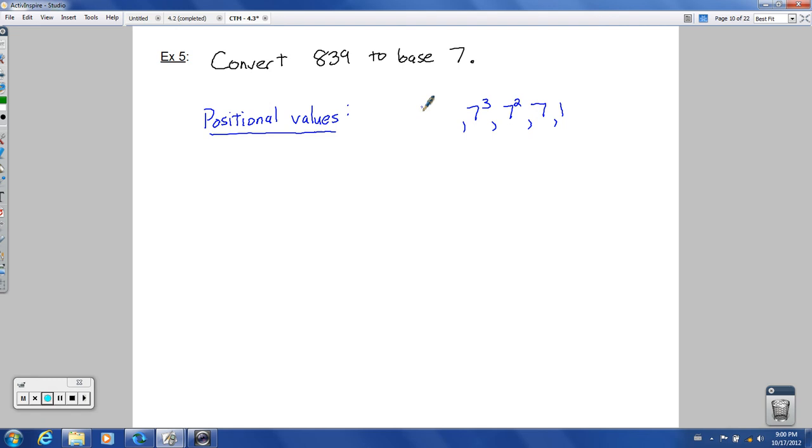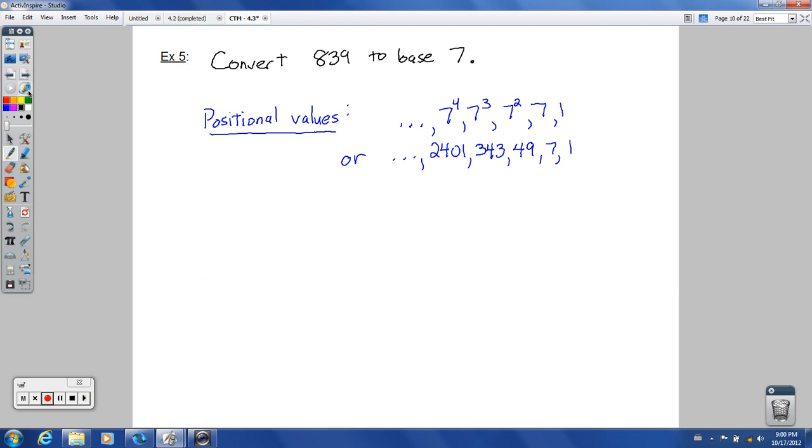And so how does this match up? Well, this would be the same thing as saying, if you put this into a calculator, this becomes 2401. This becomes 343. 7 squared is 49. 7 is 7. And 1 is 1. So we look at our number here, 839. What's the biggest number in this list that we did? We might have to make it bigger if there's something else bigger that would still go into there, but of this list, looks like we don't need to write any more.